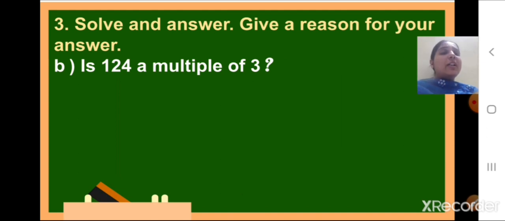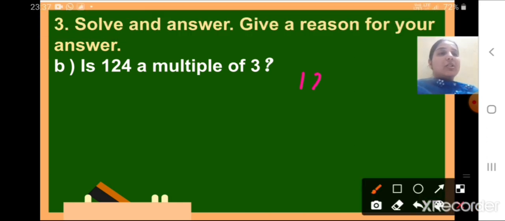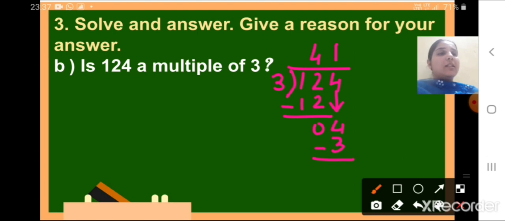Is 124 a multiple of 3? So again, what will we do? Whether it is a multiple of 3, so what will we do? Yes, we will divide. So let's divide here 124 by 3. So 3 4s are 12. Now 12 minus 12, here we get 0. Now we'll bring down 4 here. So 3 1s are 3. So we'll get 1 as remainder here.